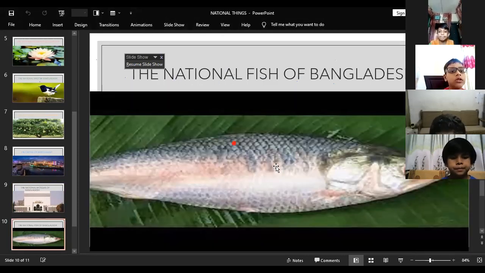Do you know the name of the fish? Very good. Thank you very much. What's the name of our national fish? Ilish. Very good. Okay.